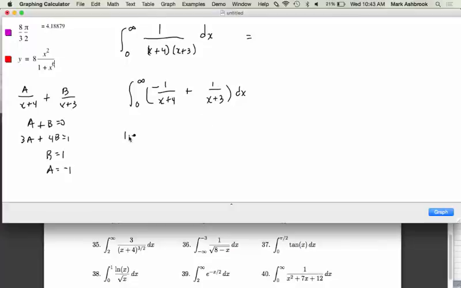So we're going to have the limit as x goes to positive infinity of the natural log of x plus 3. We don't need absolute values because we're talking about positive values of x anyway. And then minus ln of x plus 4. And that's going to be, a.